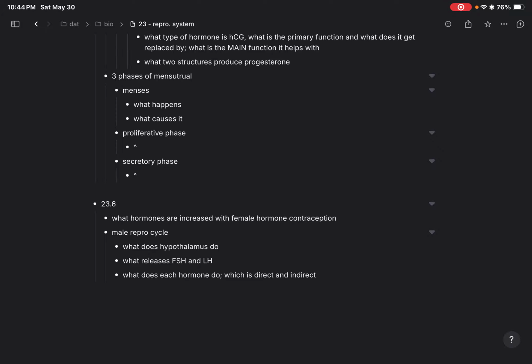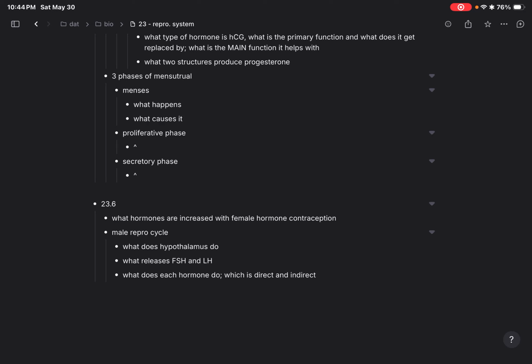Oh wait, there are questions about the male. Okay, wait, let me. Estrogen high, negative feedback, no ovulation can occur, no fertilization. Okay. So now the male reproductive cycle: the hypothalamus will simply release gonadotropin releasing hormone. That will release FSH and LH from the anterior pituitary.